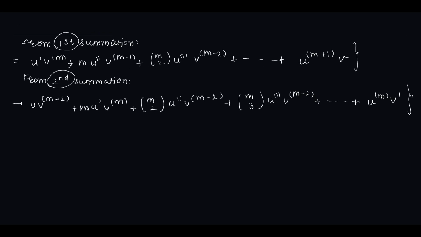Step number 6 says common terms. Like the result that we obtained, we have to just take common terms. So as in the first summation, we have u prime v^m. This is also there in the second summation, which is here u prime v^m, alright, but their coefficients are different. Here the coefficient is 1 and here the coefficient is m. Similarly, u double prime v^(m-1), here the coefficient is m and here the coefficient is m choose 2. These we have to take as the common terms and we have to solve them separately.